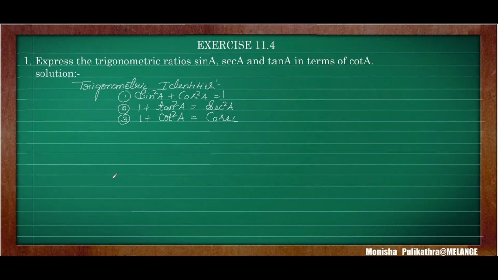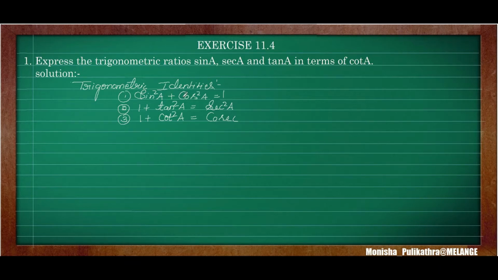So this is the first question of exercise 11.4. Here we need to derive the trigonometric ratios sin A, secant A and tan A in terms of cot A. So we have to make up a formula so that it comes in terms of cot A. For these 3 trigonometric ratios, we have to find a formula in the form of cot A.